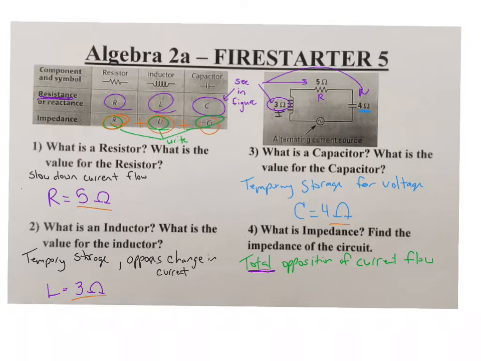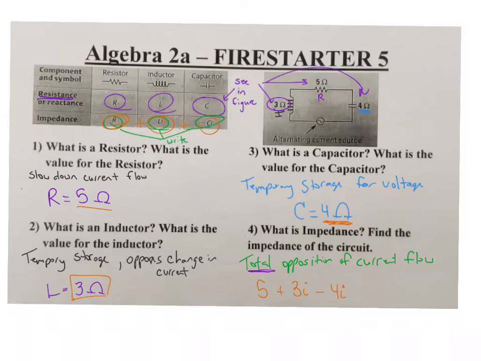To begin with, I see R, so I write R. So for my resistance, I write 5. Now, for L, I'm going to write 3i. That's all I do. Now for the capacitor, I see 4. I'm going to make it a minus, and I write 4i. That's all I do.